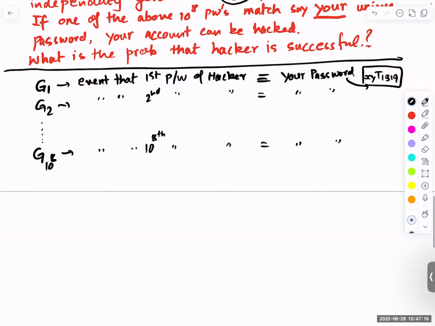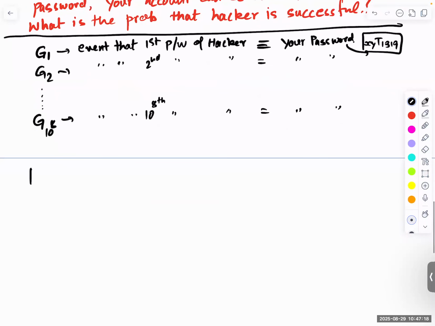Okay. Now let's ask, what's the probability of G sub I, any one of these i's? Well, the probability of G sub I is 1 by N, because the hacker is picking any one of these N possible passwords completely at random, right? So the probability that any one of the password generated by the hacker matches your password is 1 by N. Okay, so hopefully that's clear.